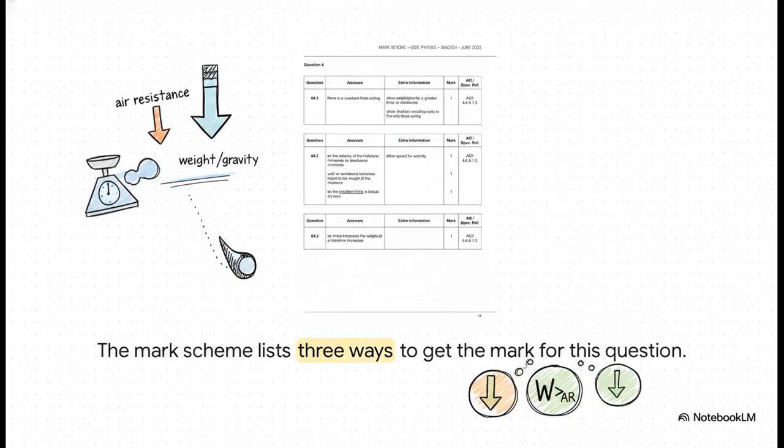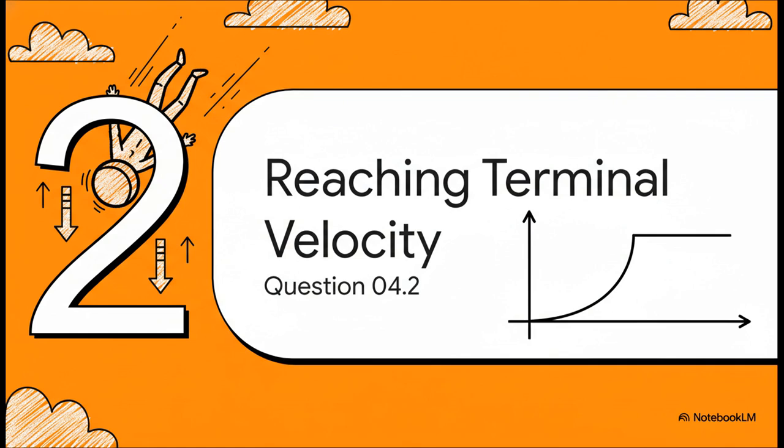Right. Let's check out the official mark scheme. And what's interesting here is there are actually 3 different answers that would have gotten you the point. You could have said there is a resultant force acting. Simple. Or you could have been more specific and said weight or gravity is greater than air resistance. That works too. Or you could describe that very first moment, saying weight or gravity is the only force acting. The key is any one of these gets you the mark.